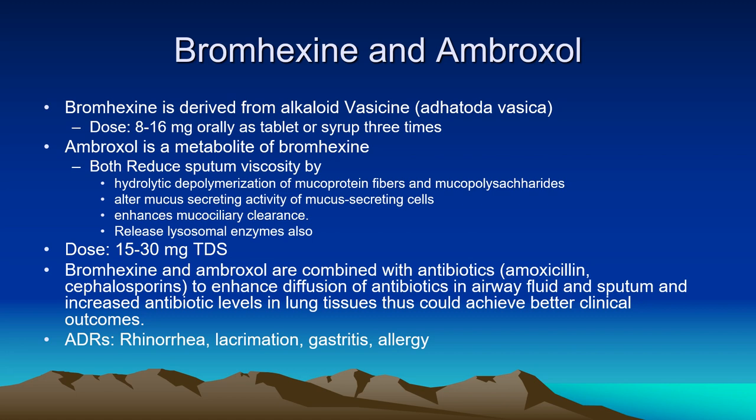Now, bromhexine and ambroxol. Bromhexine is derived from the alkaloid of Adhatoda vasica. The dose is 8 to 16 milligram orally as tablet or syrup. Ambroxol is a metabolite of bromhexine, and both reduce sputum viscosity; that is, the mucolytic action is due to hydrolytic depolymerization of mucoproteins and mucopolysaccharides in sputum. They alter mucus secreting activity of the glands, enhance mucociliary clearance and release lysosomal enzymes. By this mechanism, they act as mucolytic drugs. Ambroxol's dose is 15 to 30 milligram 3 times daily.